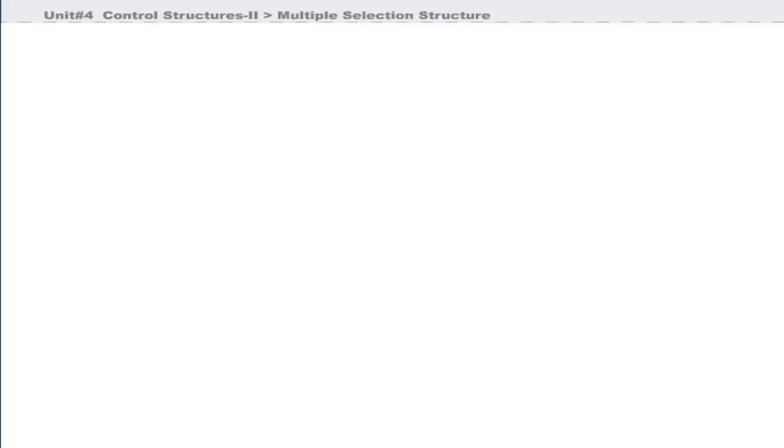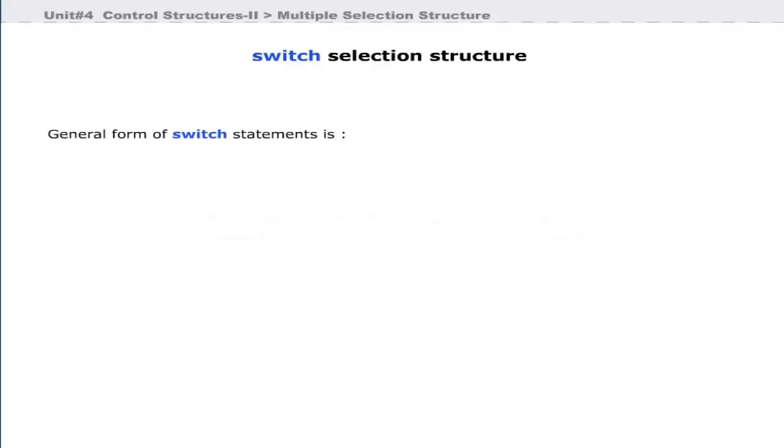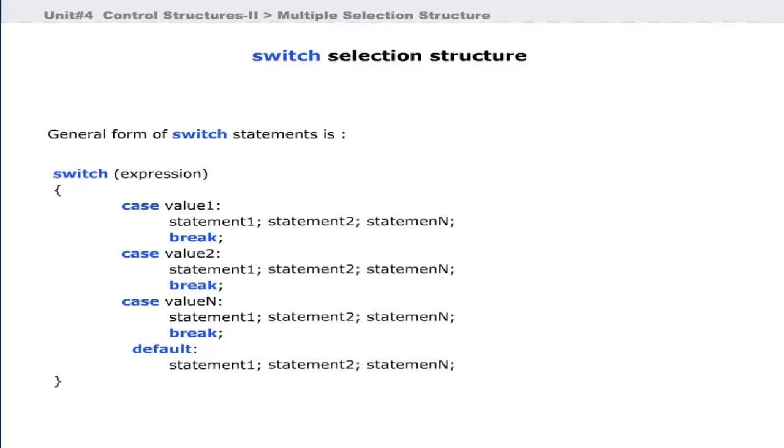Now we will discuss switch selection structure. Switch structures can be used to execute statements based on many values of an expression. General form of switch statement is as shown in this figure. Switch keyword followed by expression in the braces and the block containing many case keywords followed by literal values and an optional default case. Each case block contains single statement or statements and a break statement.